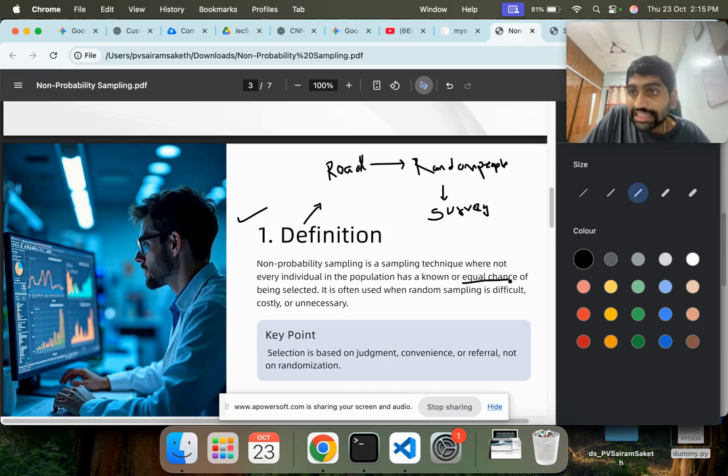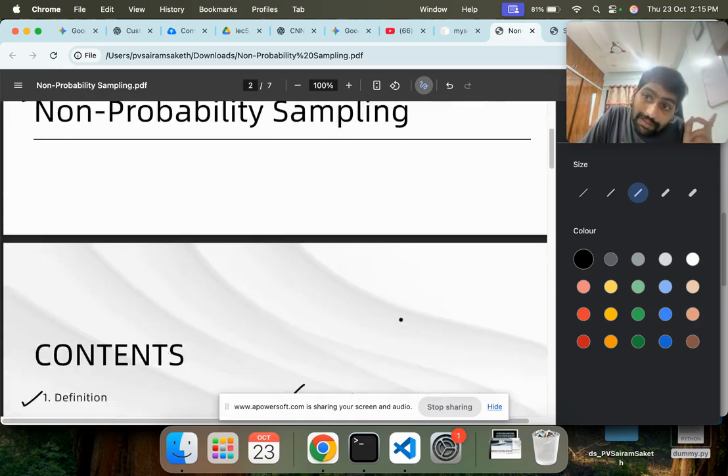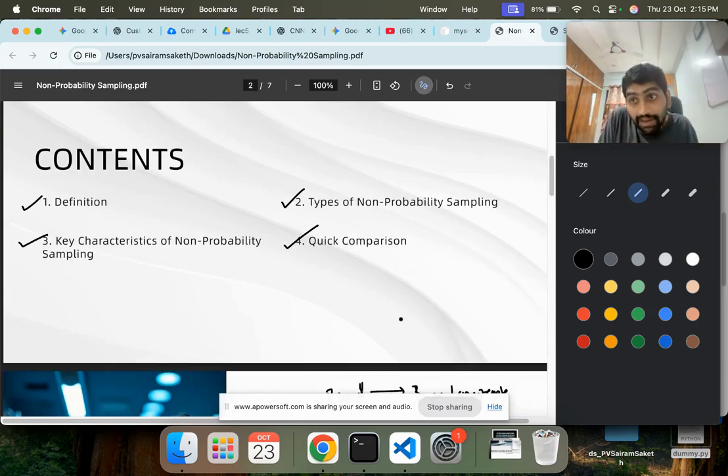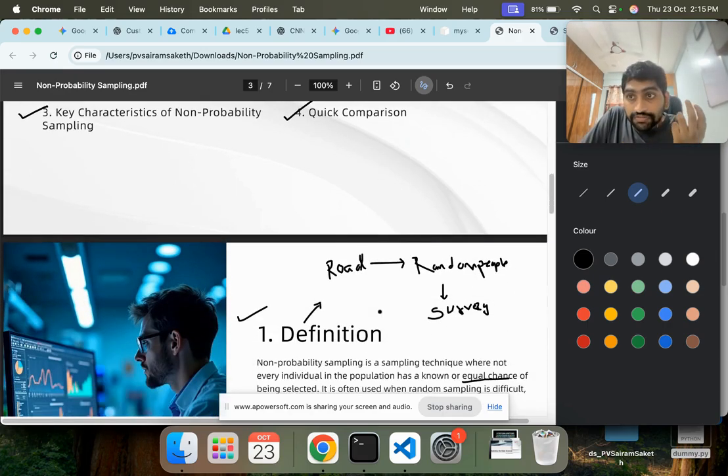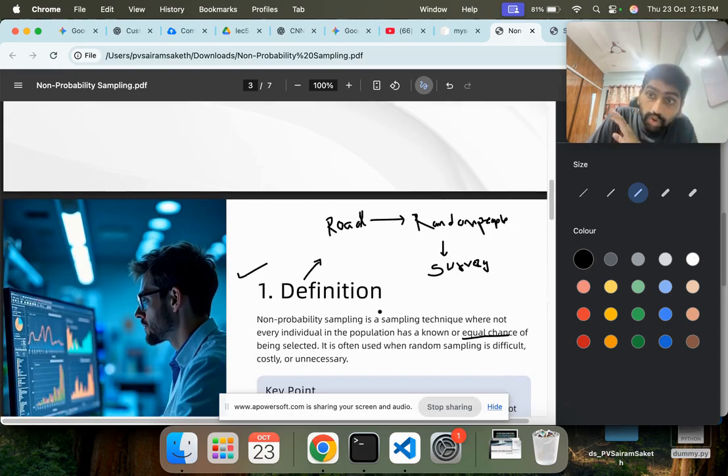So here what is happening is that the concept of probability is not there, and everybody gets an equal chance. That is very important. When we see probability, out of these six people you are selecting one person, but here we are selecting random people in a random area. So that type of sampling where there is no need of probability is called non-probabilistic sampling. It is a sampling technique where not every individual in the population has a known or equal chance of being selected.